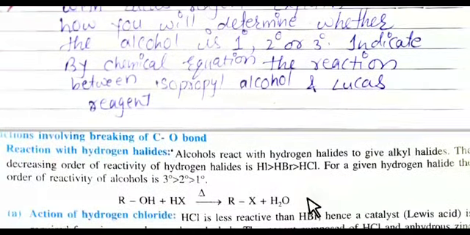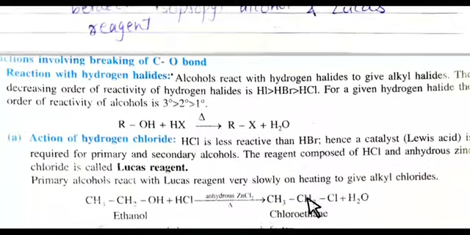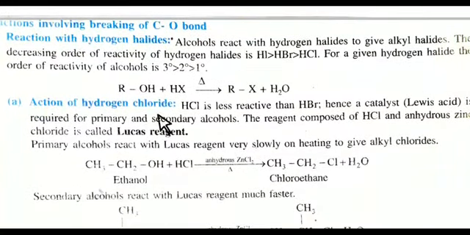Now see the solution. This is the reaction in which the alcohol reacts with the Lucas reagent, and Lucas reagent is nothing but HCl with anhydrous zinc chloride. Now this is the primary alcohol. The name of this alcohol is ethanol. It reacts on heating with the Lucas reagent, very slow heating is carried out here, and it gives chloroethane, meaning primary alkyl halide, and the water molecule is the byproduct.